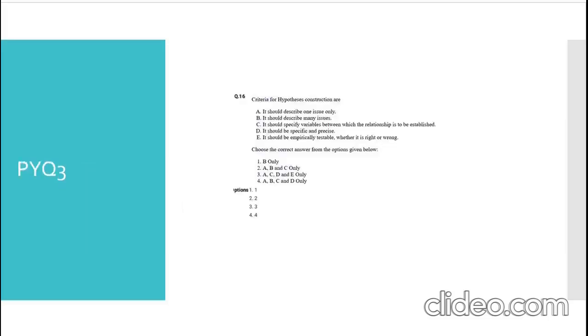Next one, criteria for hypothesis construction are: A, it should describe one issue only; B, it should describe many issues; C, it should specify variables between which the relationship is to be established; D, it should be specific and precise; E, it should be empirically testable whether it is right or wrong. Choose the correct answer. B only, A, B, C only, A, C, D and E only, A, B, C, D only. Options are 1, 2, 3 and 4 are given. So the correct answer is option 3.